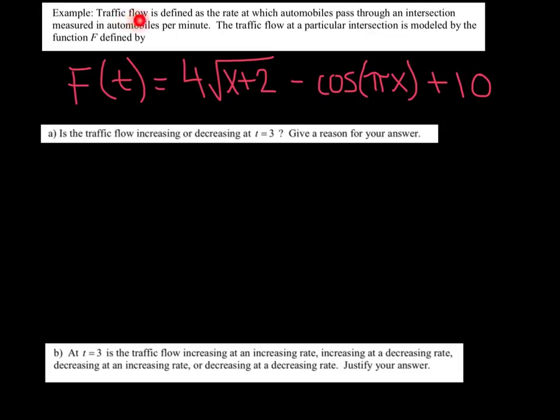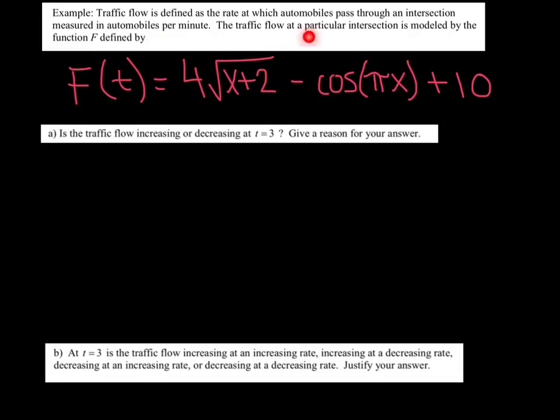But here's what the problem says. It says traffic flow is defined as the rate. Now that word rate is going to be really special, okay? It's the rate at which automobiles pass through an intersection measured in automobiles per minute. So we're just keeping track of how many automobiles are going through the intersection each minute. The word per is directly associated with the word rate. I don't think we'd ever use the word rate without also using the word per in the units there somewhere.